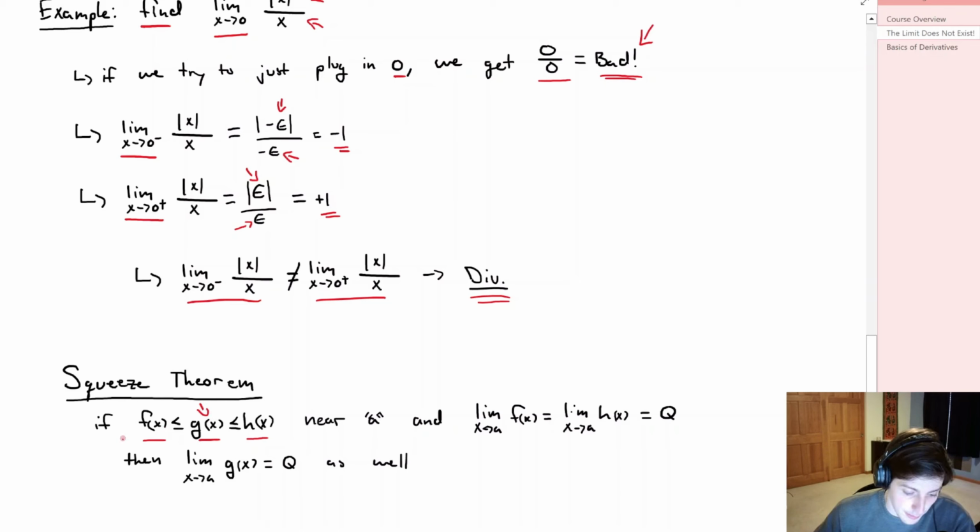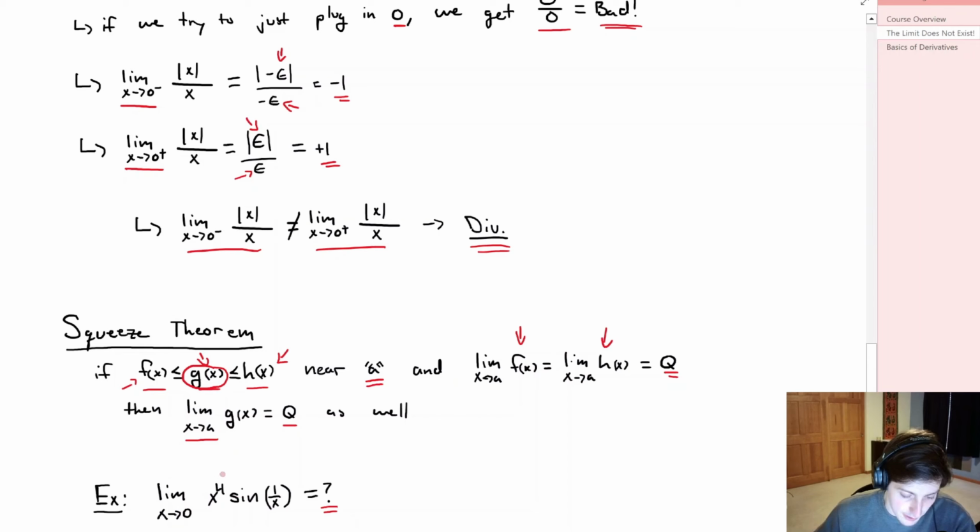If we look at this in an example, let's look at the limit as x approaches 0 of x to the fourth times sine of 1 divided by x, and we want to know what that is equal to. We know we have some multiplication right here, and we could break these up. The x to the fourth one is pretty easy to investigate. We know that will go to 0, but we don't know what this will go to.